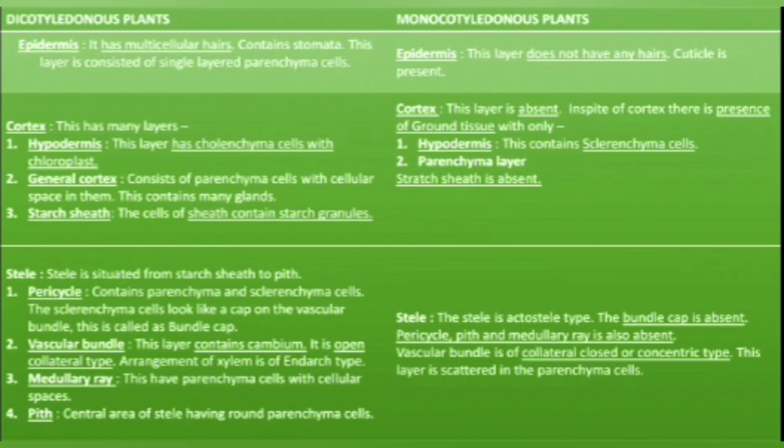But in monocotyledons, the stele is quite different. There is absence of the pericycle, pith and medullary rays, and also the bundle cap is absent.